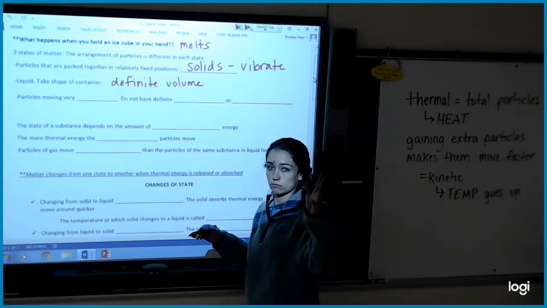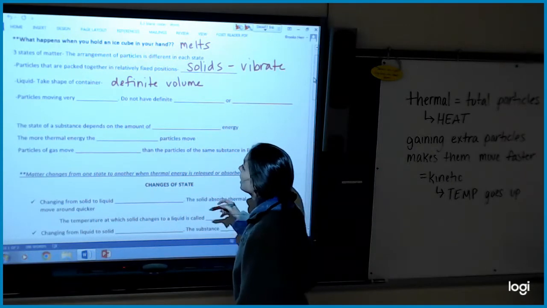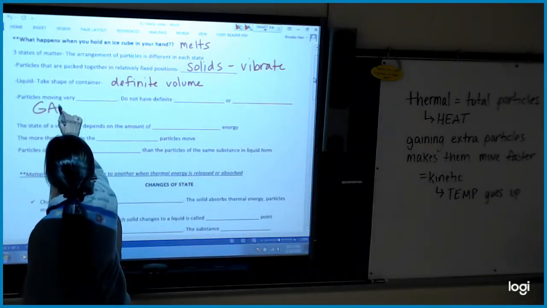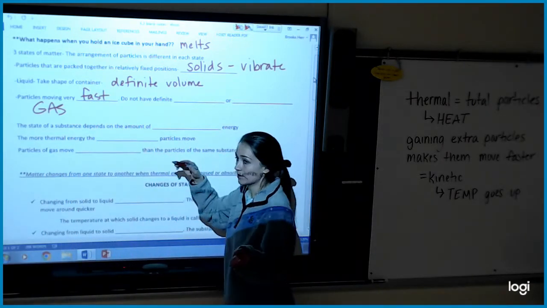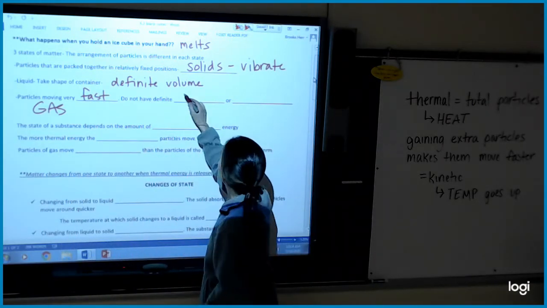The last one we have is a gas. Particles move very fast. They don't have a definite shape or volume. They're free to move around.